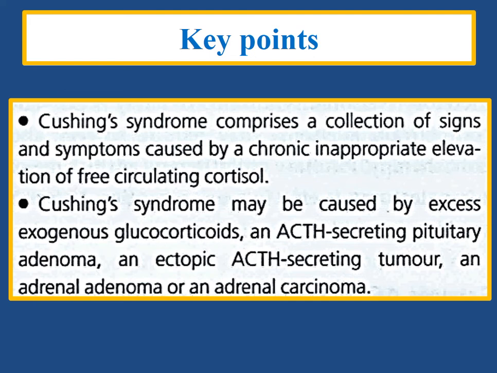So, key points of this part of the lecture. Cushing syndrome comprises a collection of signs and symptoms caused by a chronic inappropriate elevation of free circulating cortisol. Cushing syndrome may be caused by excess exogenous glucocorticoids, an ACTH-secreting pituitary adenoma, an ectopic ACTH-secreting tumor, and an adrenal adenoma or an adrenal carcinoma.